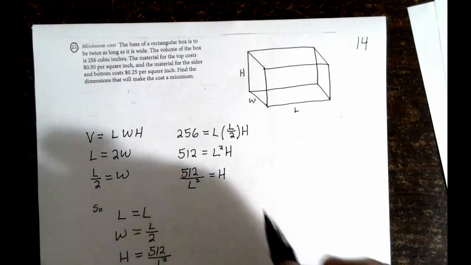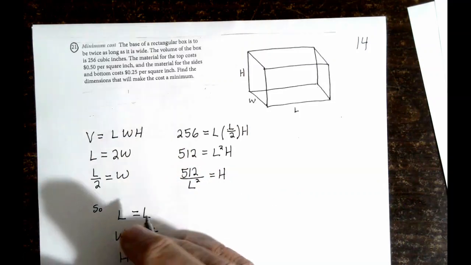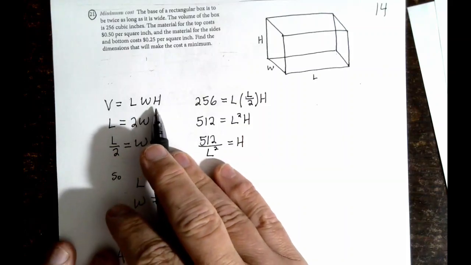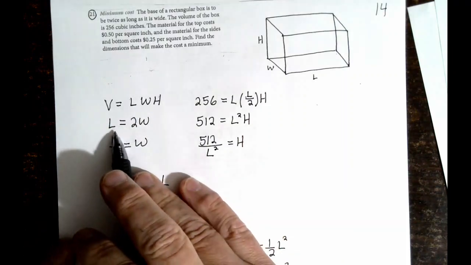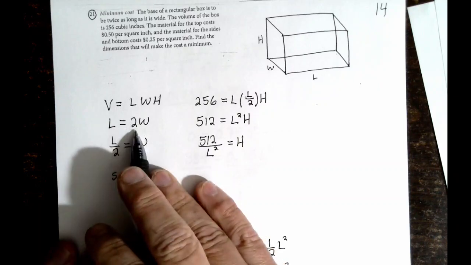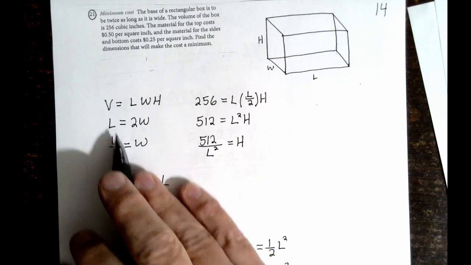So first we got to write each of these different dimensions in terms of only one variable. So first we started with volume equals length times width times height. We know that. And also we know that the length is twice as much as the width. So it takes 2 widths to equal 1 length.